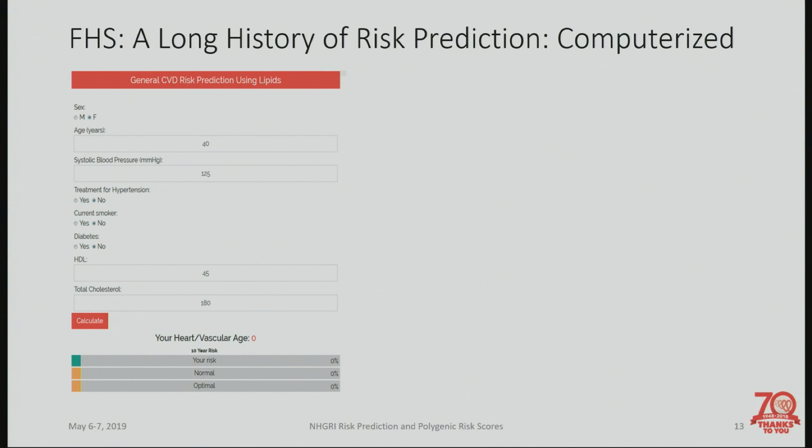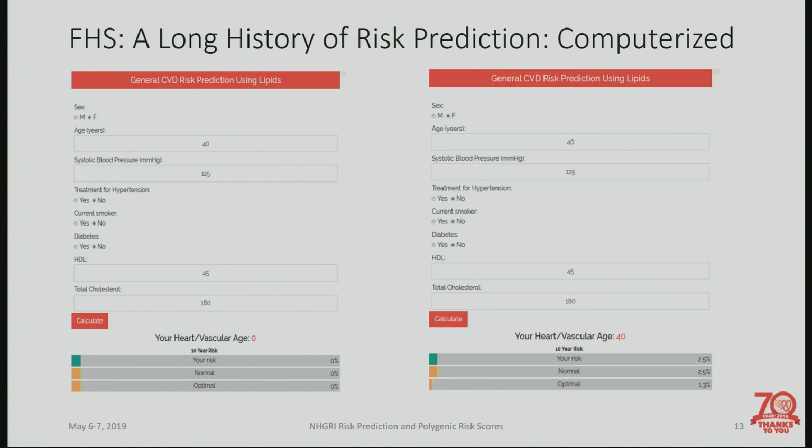I think this is, I can't see it from here. What your age is, what your systolic blood pressure is, whether or not you're treated, whether or not you're a smoker, whether or not you have diabetes, and what your HDL cholesterol is, and what your total cholesterol is, and then you can click on the Calculate button.